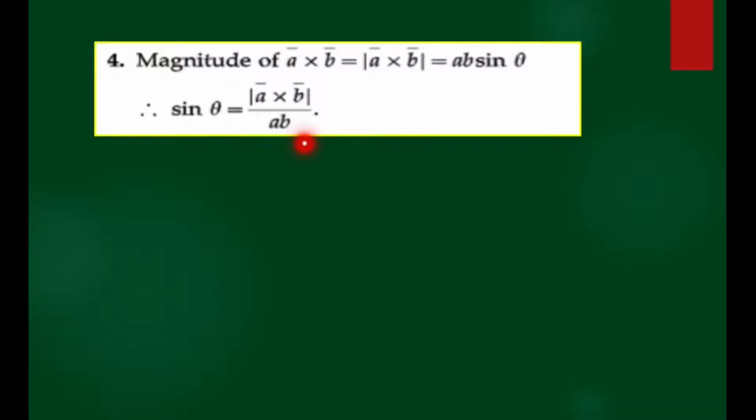So while finding the angle between the two vectors in scalar product, we use cos theta equals to a bar dot b bar upon magnitude of a into magnitude of b. Here we take the magnitude of cross product of vector a and b. So remember this formula for finding the angle between two vectors.